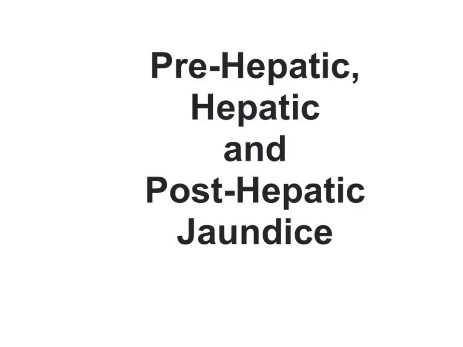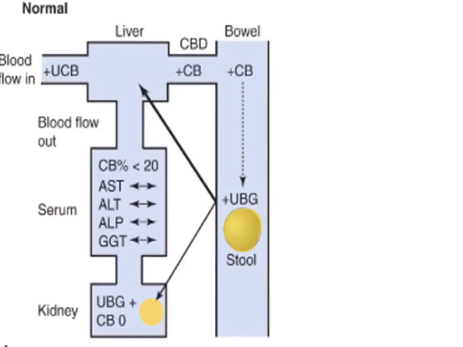Mainly in this video, I will be concentrating on biochemical aspects of pre-hepatic, hepatic and post-hepatic jaundice. I won't be going into details about different disorders that are leading to pre-hepatic, hepatic and post-hepatic jaundice. So it is mainly on biochemical concepts and how to interpret the values or some of the findings that you are going to see here in three types of jaundice.